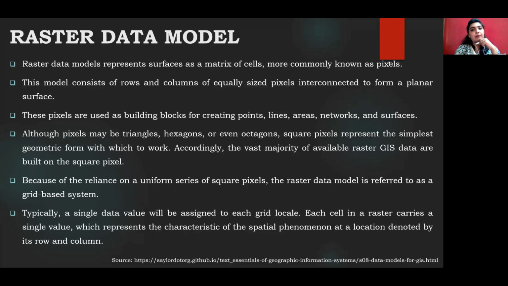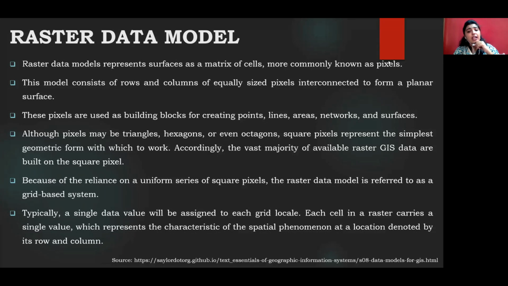This brings us to the next data model that we have, which is the raster data model. And as I told you earlier, the raster data model is nothing but information depicted with the help of pixels. These pixels are stored in rows and columns. Pixels are square shaped. They are arranged in rows and columns, which together form a rectangle. It may be a rectangle, it may be a square, depending upon the size of the image. So these pixels are used as building blocks for creating points, lines, polygons or networks or surfaces.